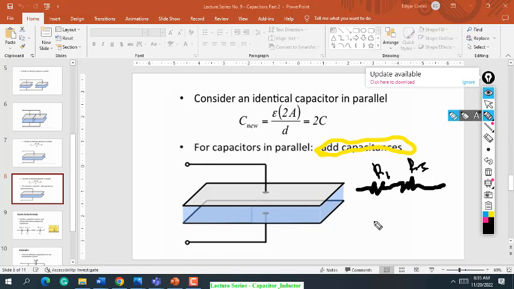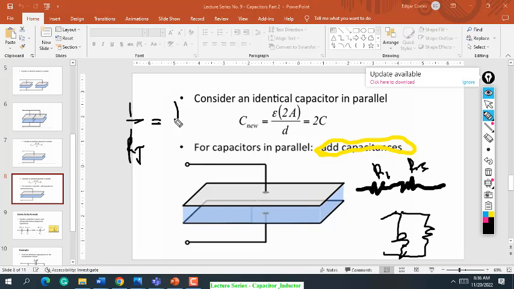Remember, class, when we have two resistors in parallel, the formula is 1 over R total equals 1 over R1 plus 1 over R2, right? That is for resistors in parallel. But in a parallel capacitor, we treat the formula like a series resistor. So keep that in mind.